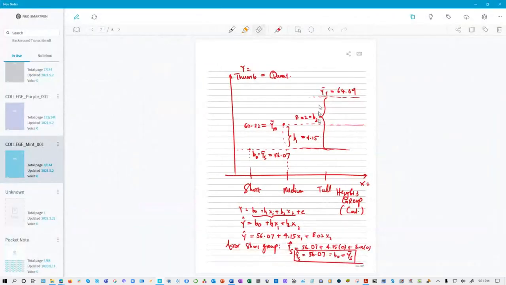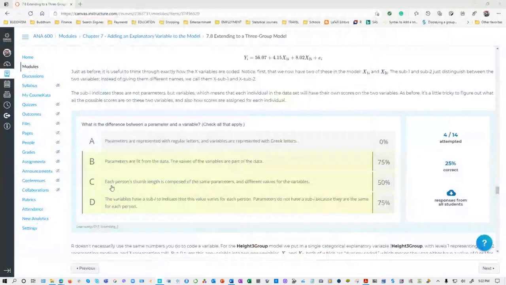The gap between the average thumb lengths of the tall group and the medium group, and the medium group and the short group, is fixed. The gaps are fixed. They've already been evaluated by the data. It is evaluated by the data. It's not a part of the data. See? That's another way to look at it.